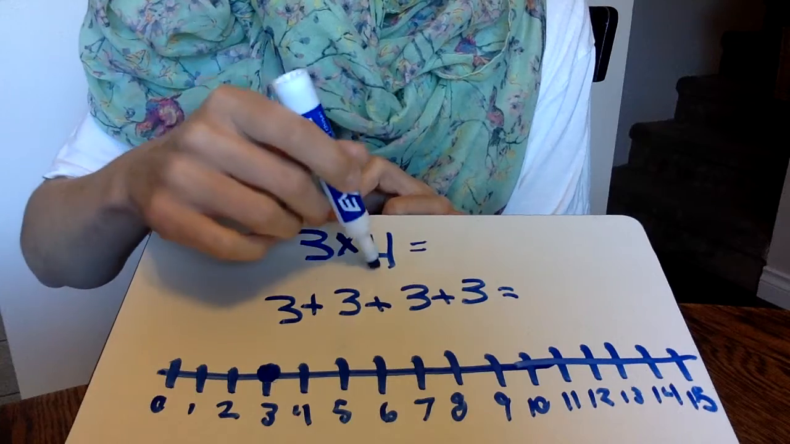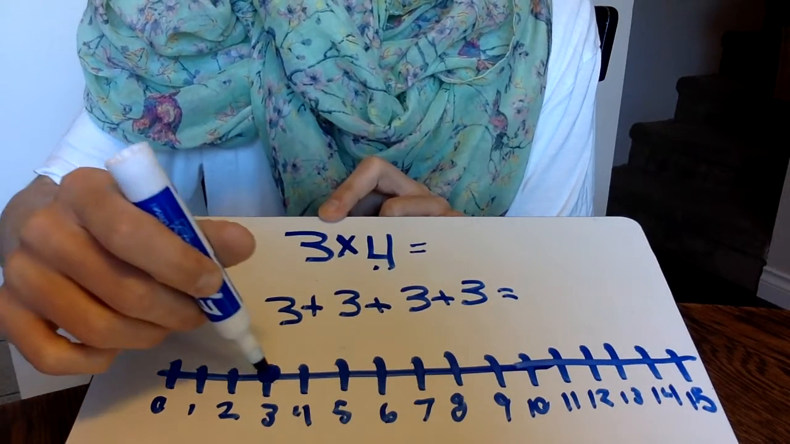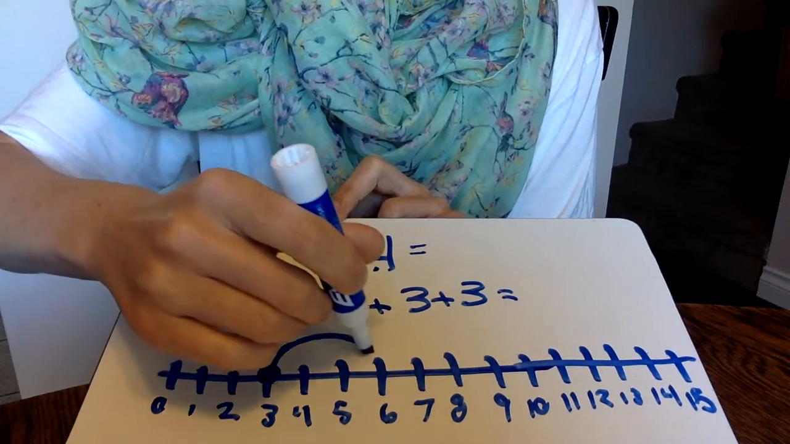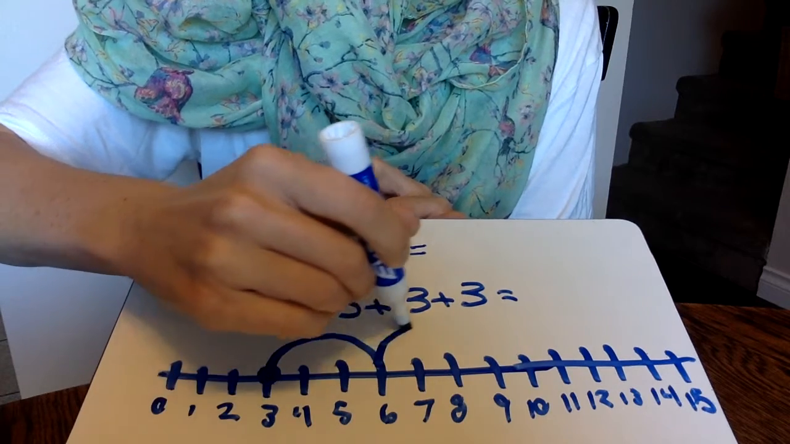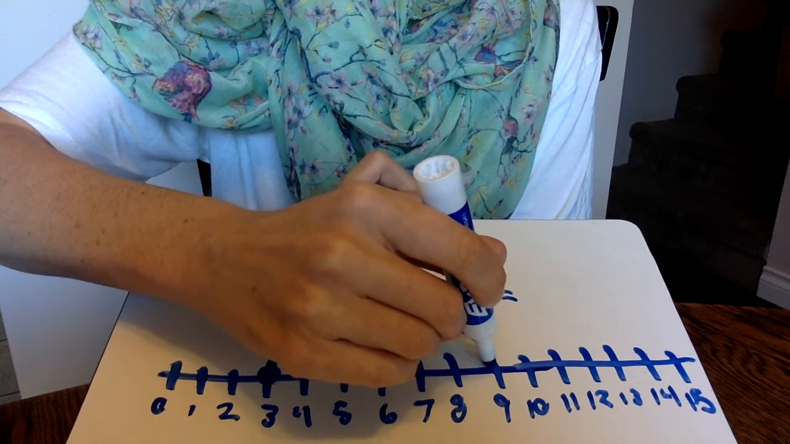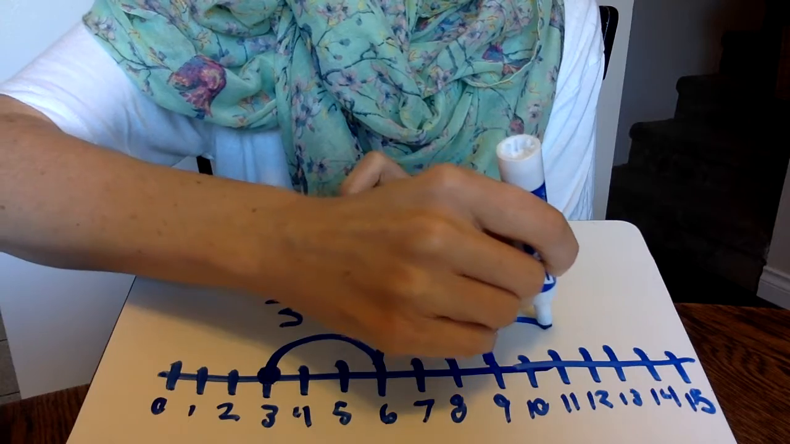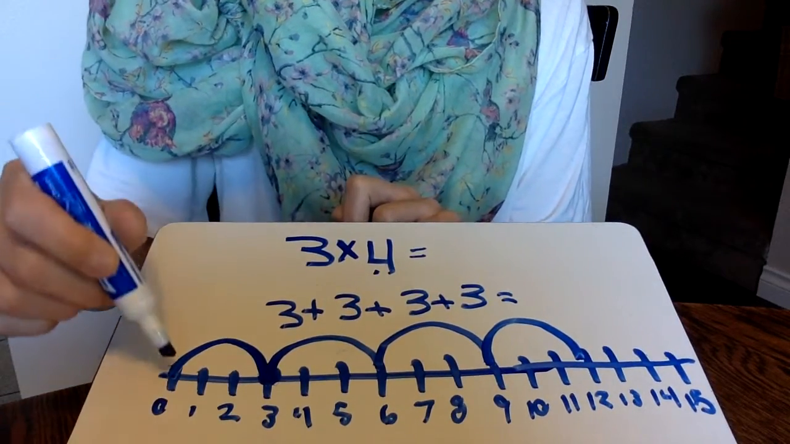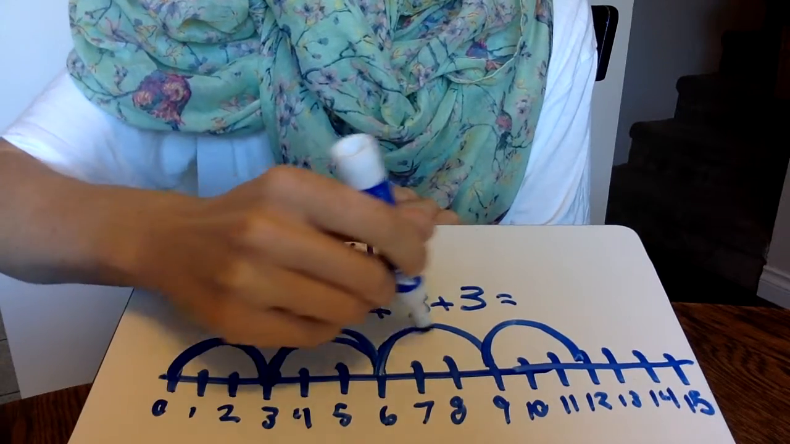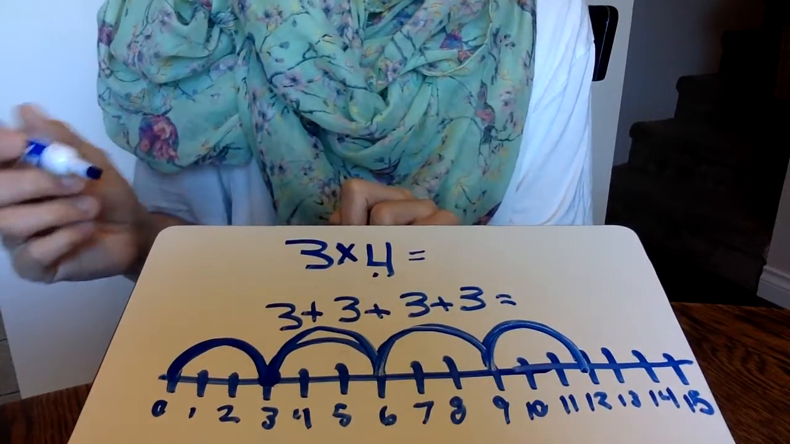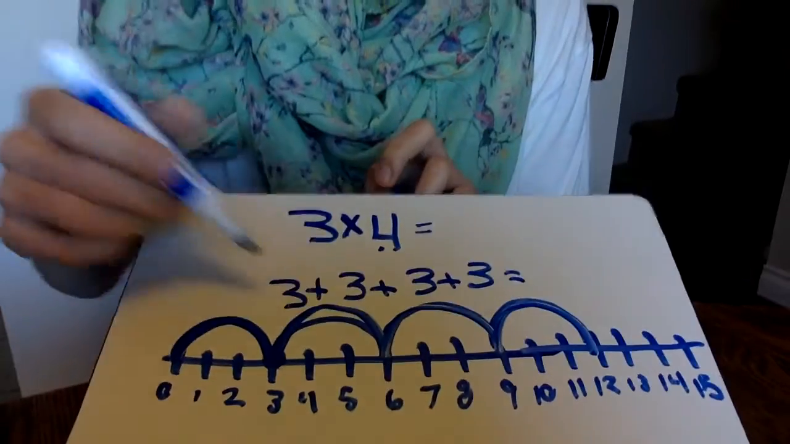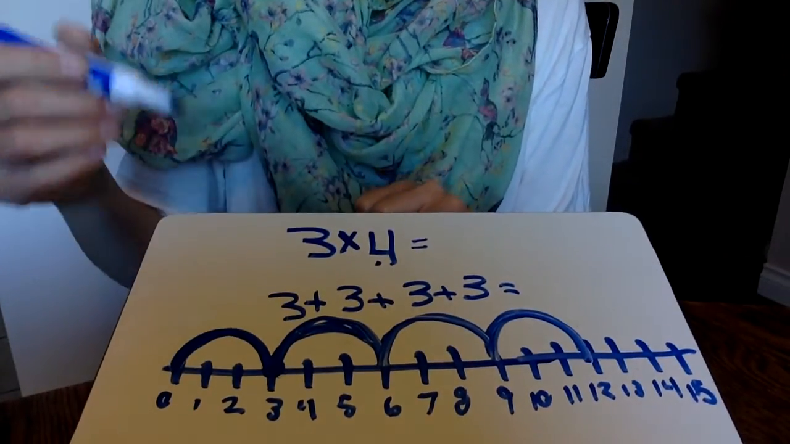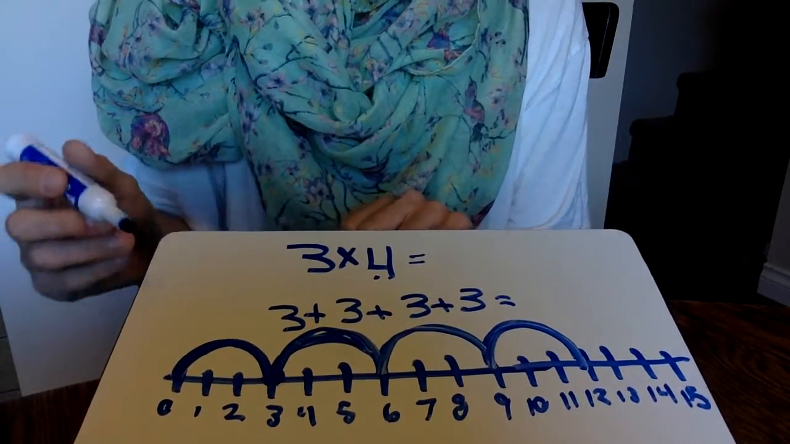We're going to jump 4 times. So we've got 3, 6, 9, 12. Sorry, I forgot that one. So we go 3, 6, 9, 12. So we've got the multiples of 3, so we're skip counting that way. You can also do this on your hundreds chart as well.